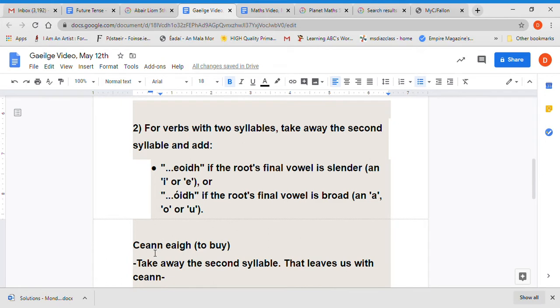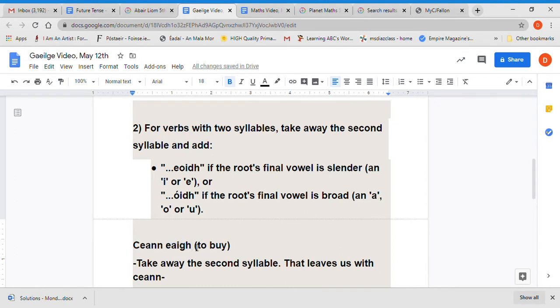And as you can see here, I have ceannaigh. Why is that two syllables? Because if you listen to the way that verb is pronounced, you have cean-aigh. All right. For verbs with two syllables, as it says here, you have to take away the second syllable. All right. So for ceannaigh, it's cean-aigh. So the second syllable is this part, the aigh part. You have to take that away.